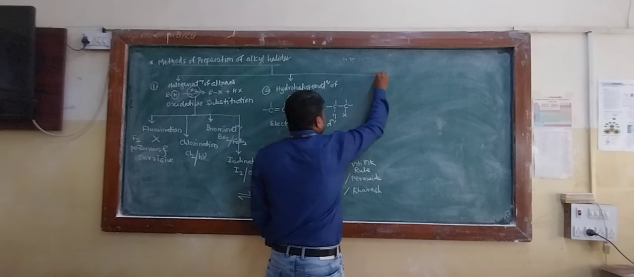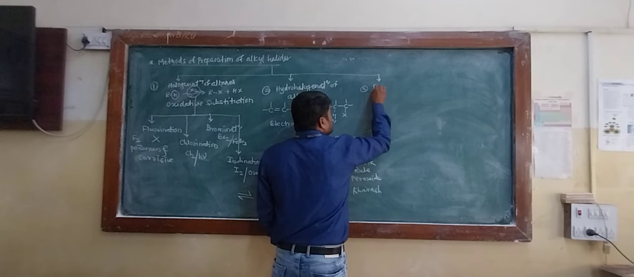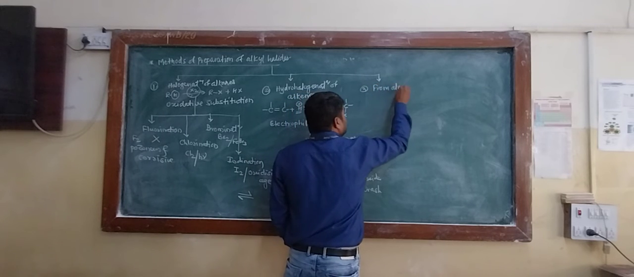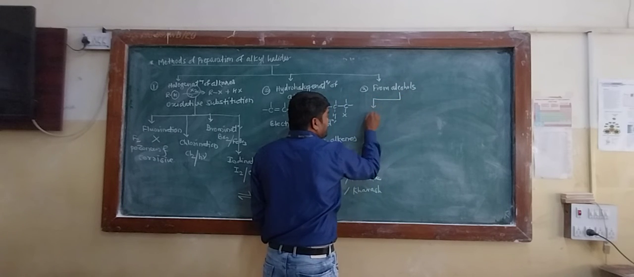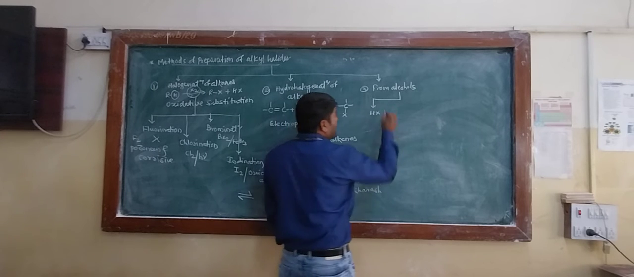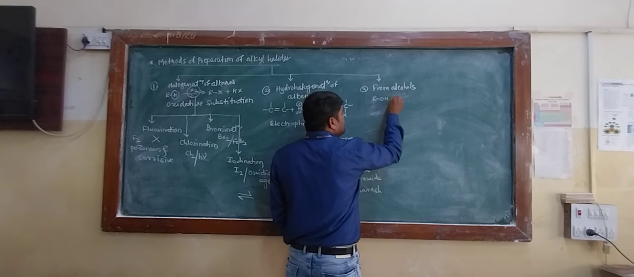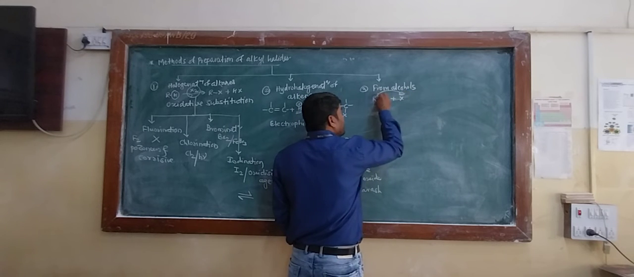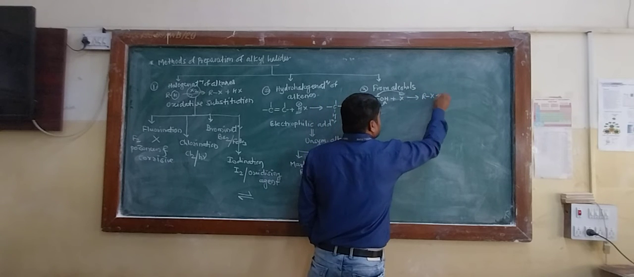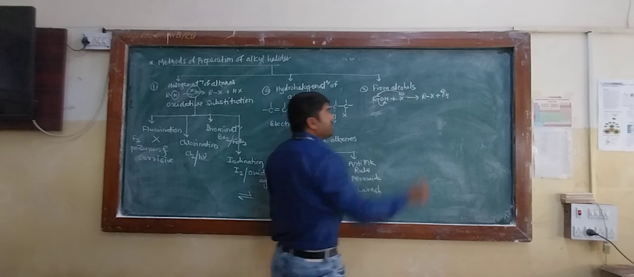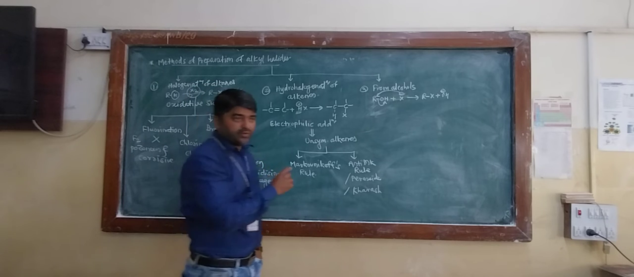Third method is nucleophilic substitution of an alcohol. So from alcohols, right, by using HX, hydrogen halide. So you have ROH plus X minus, right? So again this is a substitution reaction. You get RX plus OH minus ion. So it is a substitution reaction.